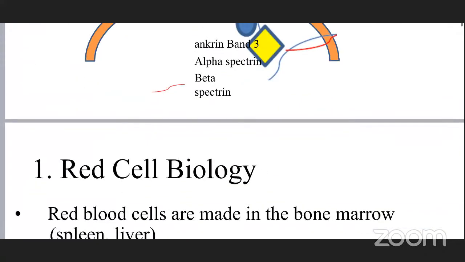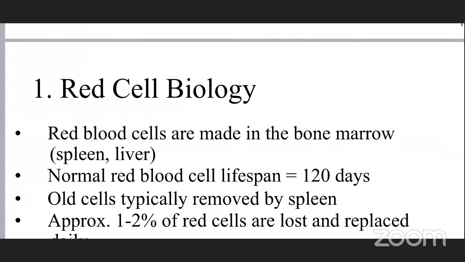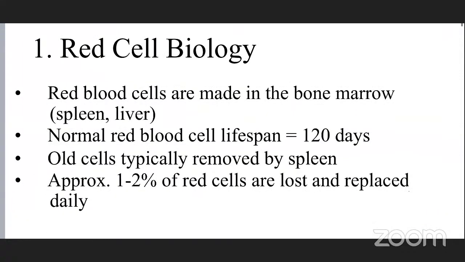And then we will talk about red cell biology, the RBC, red blood cell membrane, which is made in the bone marrow, mainly, and also in the spleen and liver. The normal red blood cell lifespan is 120 days, and the old cells are typically removed by the spleen. Approximately 1 to 2 percent of the red cells are lost and replaced daily.